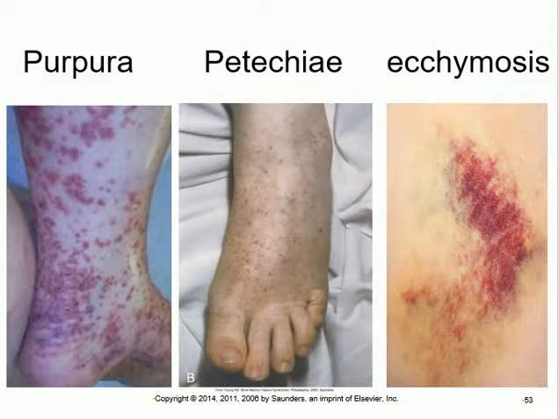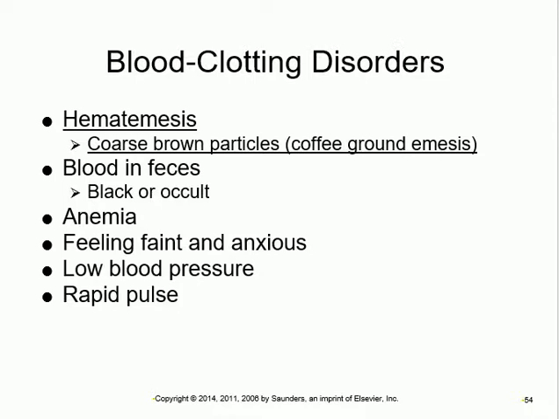This is petechiae, very tiny. This is purpura, which is bigger and bluish. And this is ecchymosis, which just looks like bruising or something. All three are blood under the skin.